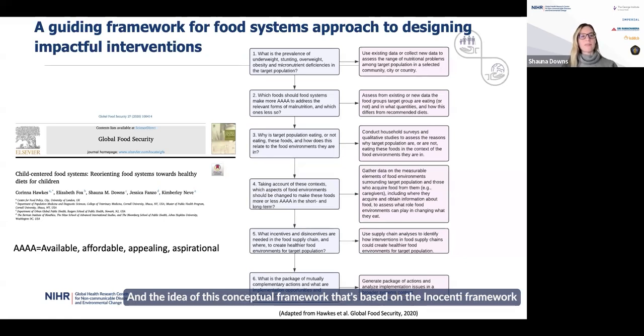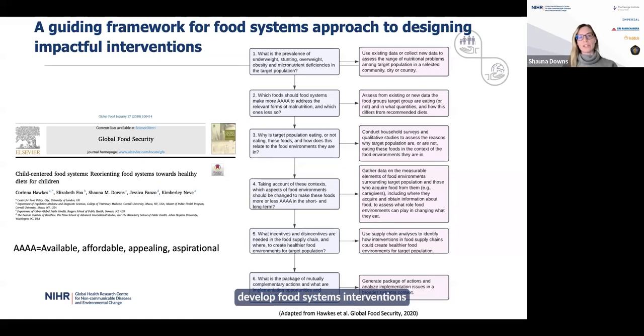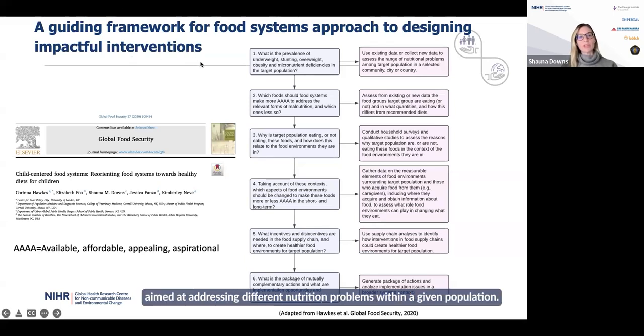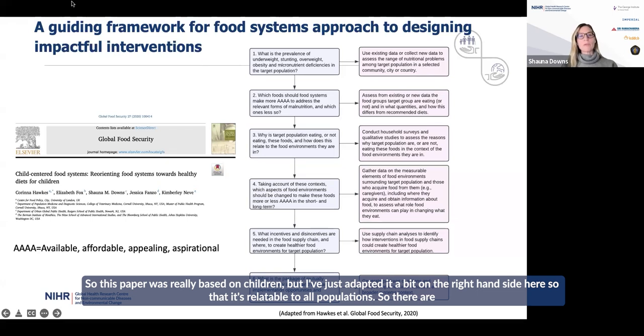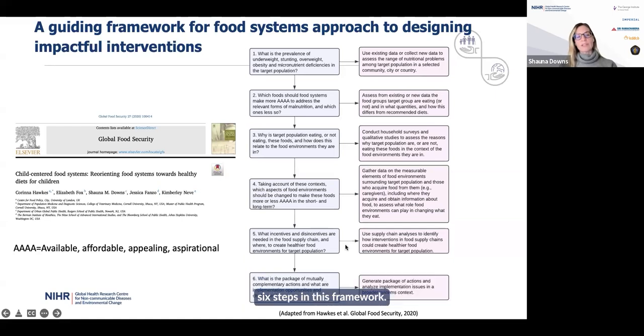The idea of this conceptual framework is to walk you through the steps that you need to take to develop food systems interventions aimed at addressing different nutrition problems within a given population. This paper was really based on children, but I've adapted it a bit on the right-hand side here so that it's relatable to all populations. There are 6 steps in this framework, and I'll go through each of these.